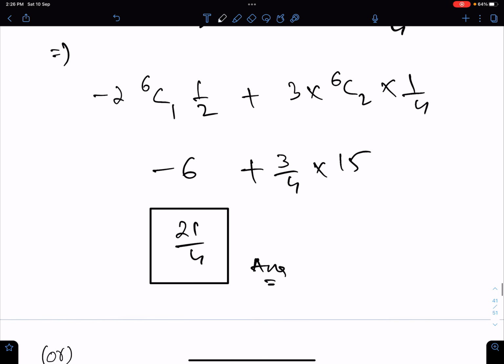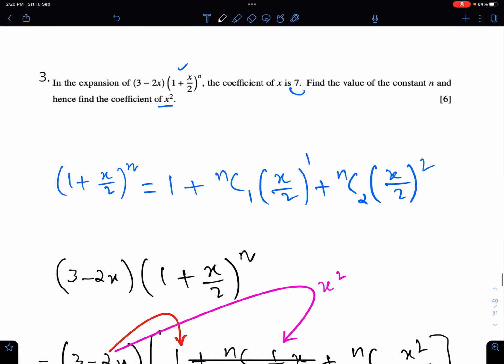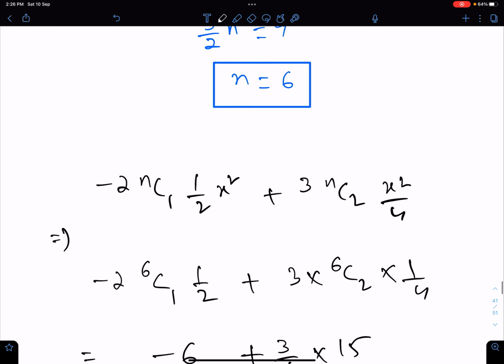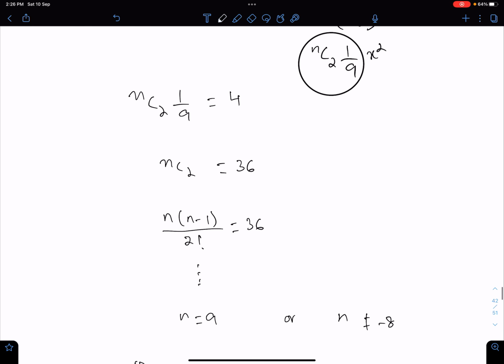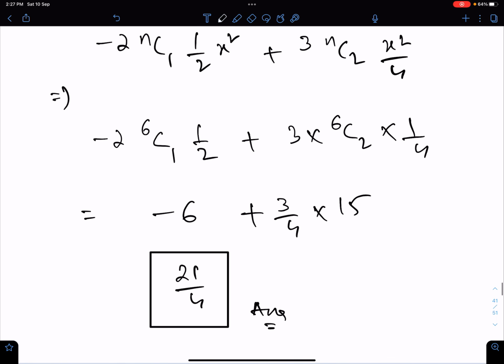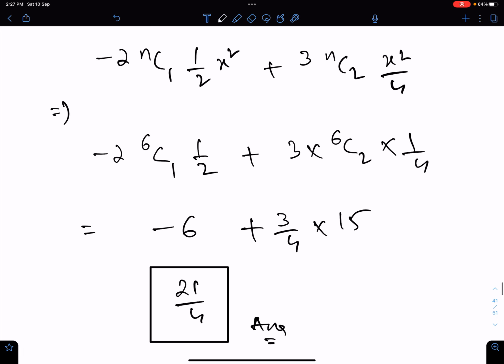So this is a way to solve these types of questions when the power of the expansion is unknown. I hope this lecture will help you to understand how to solve the question when the power of the expansion is unknown. Good luck and Allah Hafiz.